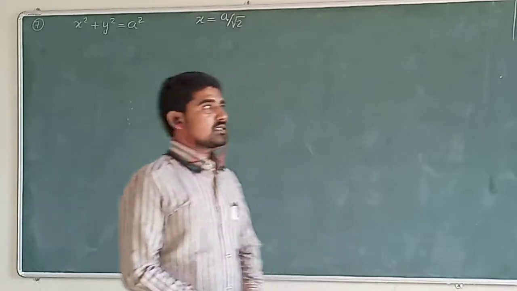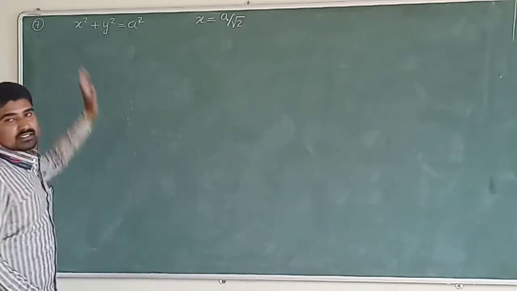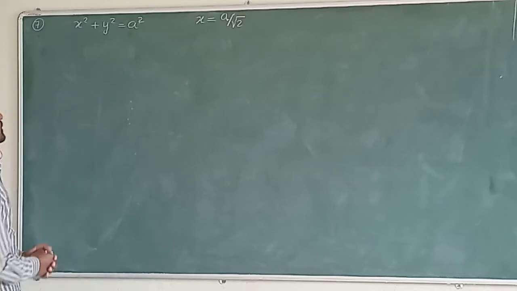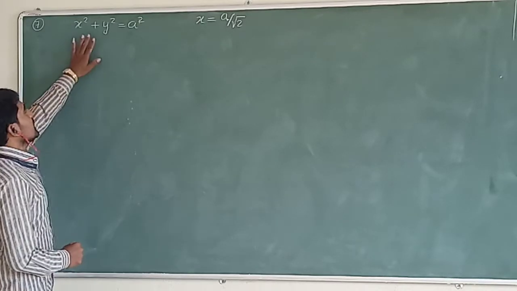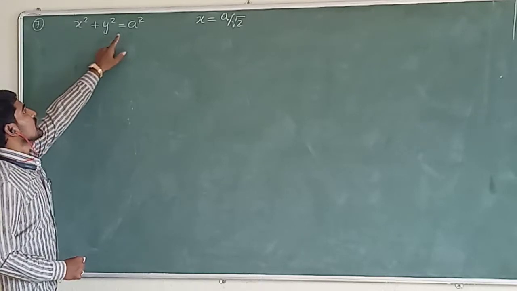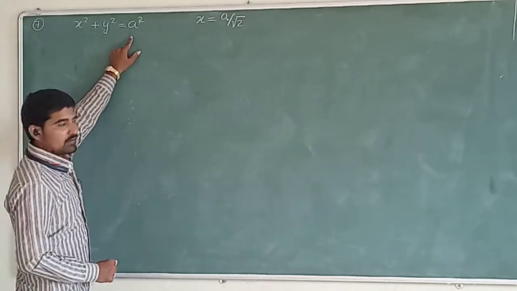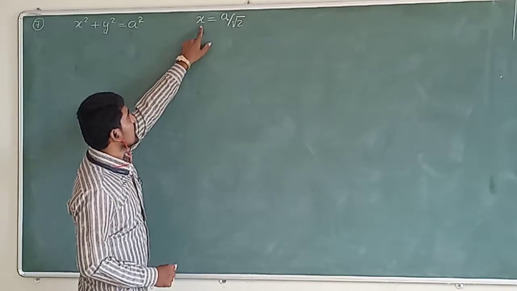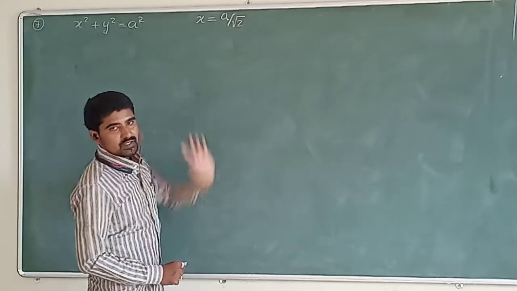Today I am going to discuss question number 7 in exercise 8.1. The question is: find the smallest part of the circle x² + y² = a², which is cut off by the line x = a/√2.